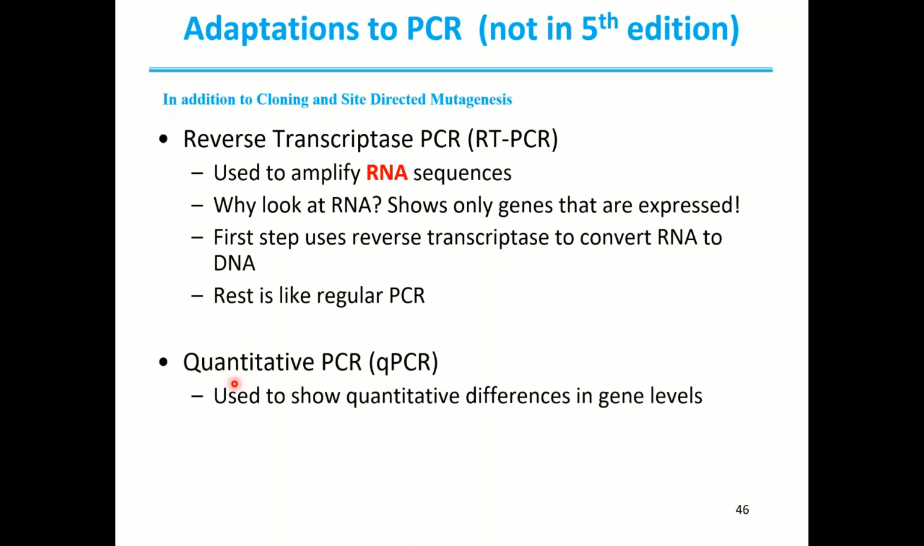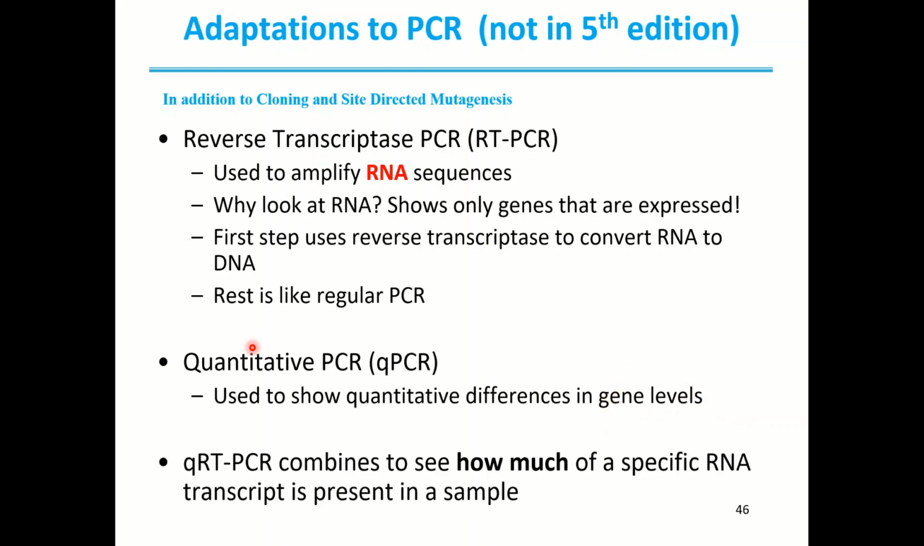Okay. Another adaptation to PCR is known as quantitative PCR, or qPCR, and this is used to show quantitative differences in a certain DNA or certain gene levels. Quantitative PCR is also referred to as real-time PCR because you're getting a real-time measurement of the amount of DNA that's there every cycle. You can combine both of these together to give what's known as qRT-PCR, and that tells you how much of a specific RNA transcript is present in a sample.